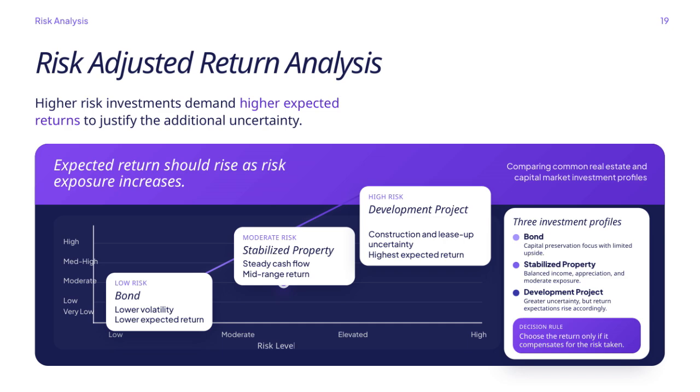Moving up the scale, stabilized properties carry a moderate level of risk. These investments usually provide steady cash flow and offer a balanced mix of income and appreciation, resulting in mid-range returns. At the high-risk end are development projects. These come with considerable uncertainty during construction and lease-up phases, but they promise the highest expected returns to compensate for this elevated risk. The fundamental decision rule here is straightforward. Only choose an investment if the expected return adequately compensates for the risk you're taking. This risk-return trade-off is critical in making smart investment choices and ensuring your portfolio aligns with your risk tolerance and financial goals.